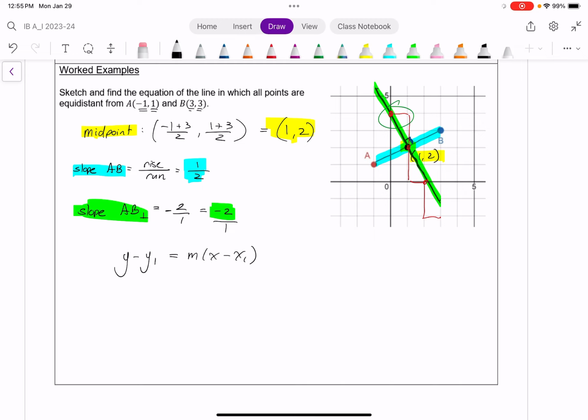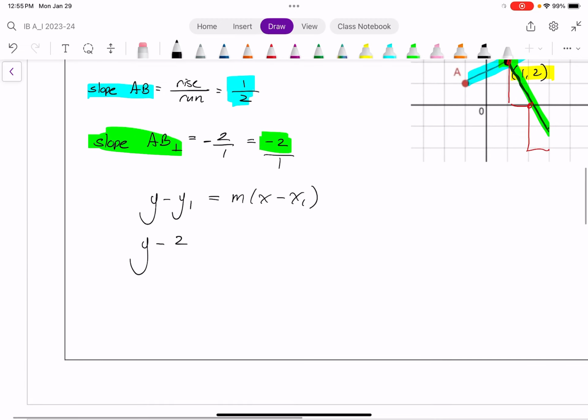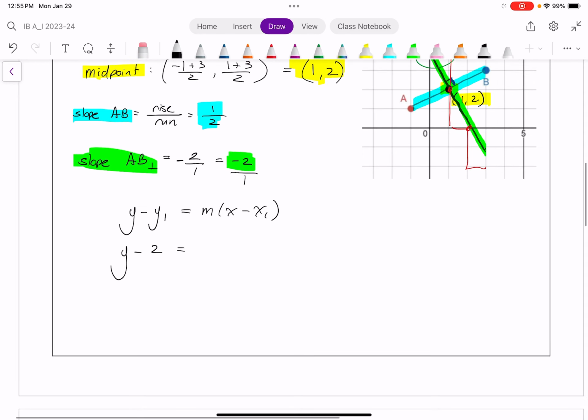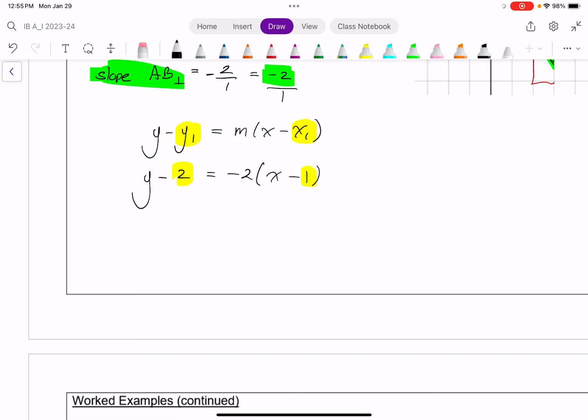And again, I know it goes through 1, 2, so I can say y minus 2, that's the y coordinate of that point, equals the gradient or the slope of that perpendicular line, x minus that 1. Keep in mind, y1, x1, I'm using the midpoint because I know it goes through there. And again, I can just confirm what I said before is correct. I get y minus 2 equals -2x plus 2. Add 2 to both sides, y equals -2x plus 4.